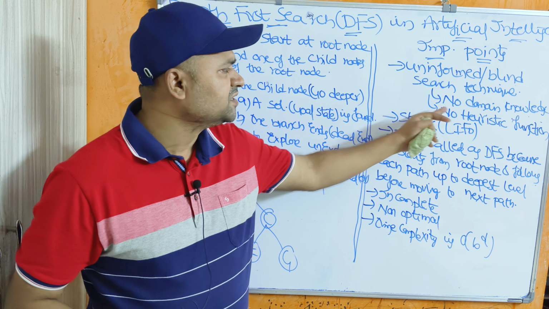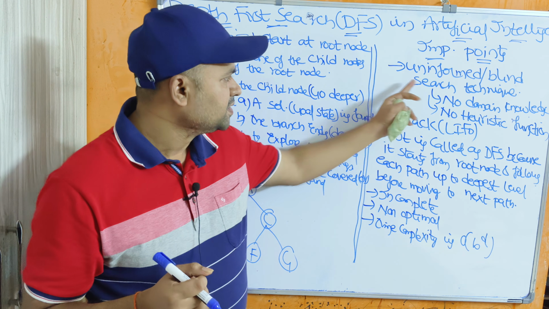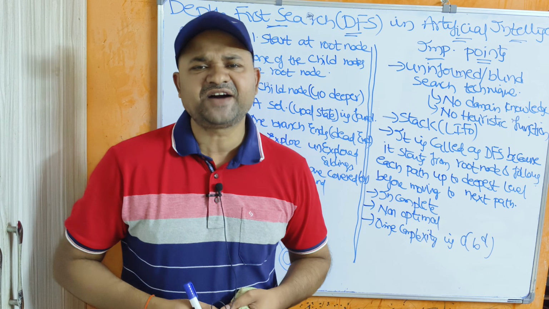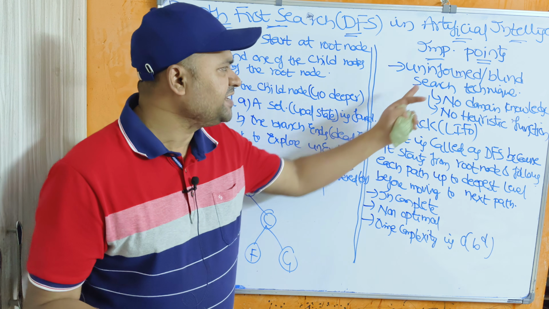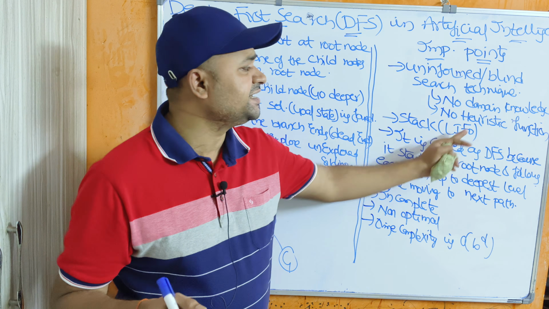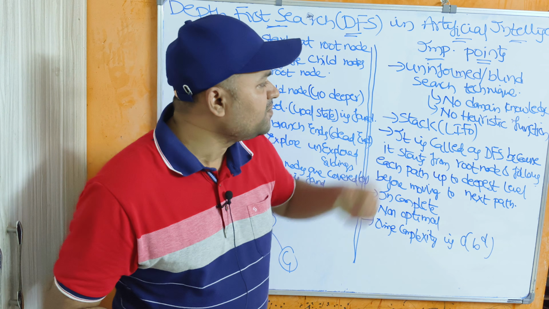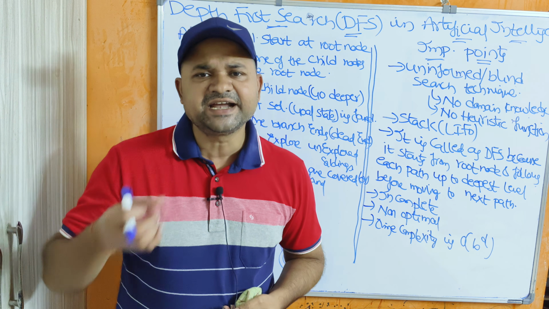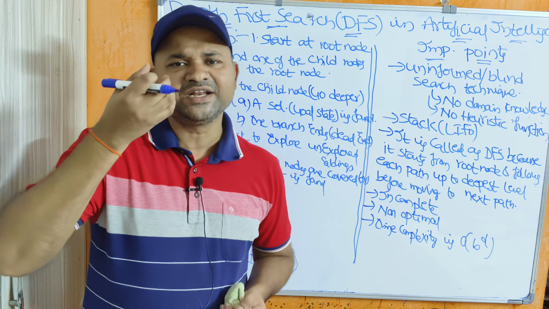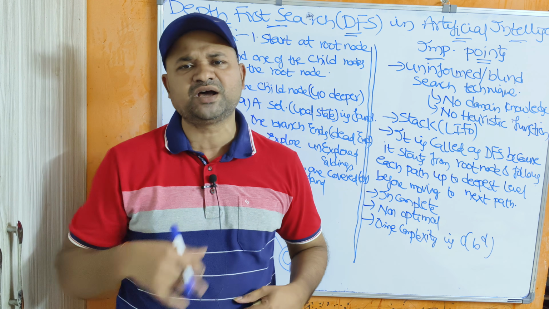Uninformed search technique means no domain knowledge, so domain knowledge is not needed. Uninformed search technique means no heuristic function. Heuristic functions are not needed. Whereas in informed search technique, domain knowledge is needed as well as heuristic function. Uninformed search technique doesn't use any additional information about the goal state, so it doesn't need any domain knowledge about the goal state.